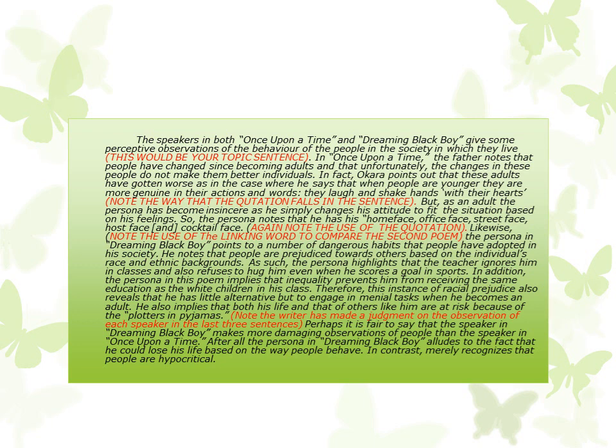The speakers in both "Once Upon a Time" and "Dreaming Black Boy" give some perceptive observations of the behavior of the people in the society in which they live. Now this would be your topic sentence. In "Once Upon a Time," the father notes that people have changed since becoming adults and that unfortunately the changes in these people do not make them better individuals. In fact, Okara points out that these adults have gotten worse, as in the case where he says that when people are younger, they are more genuine in their actions and words. They laugh and shake hands with their hearts. Notice that there is a quotation there, and notice how it falls into the sentence there.